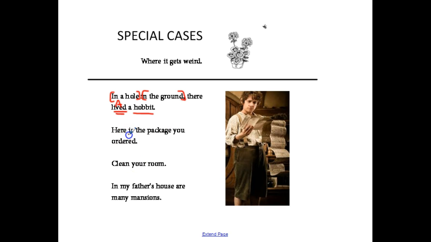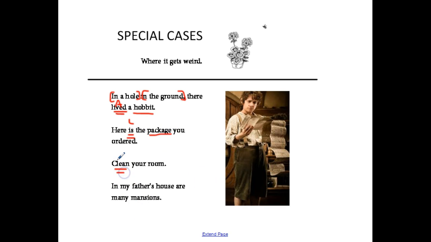Okay, well, there's no prepositional phrase. We got a linking verb here, is. But who or what is? We can't say here is. Here doesn't work as a subject because it's not even a noun. It can't be the thing that is. What's the thing that is? The package. Again, it comes after the verb.